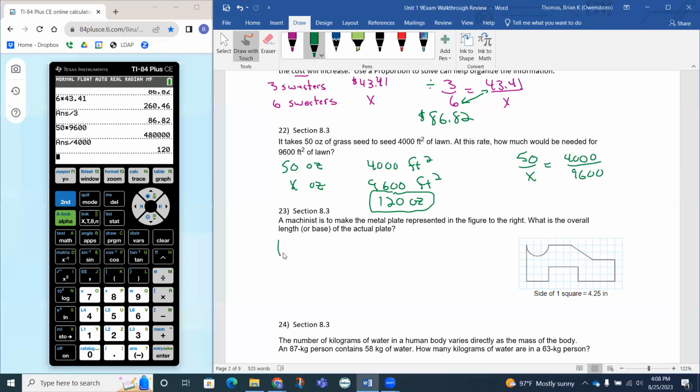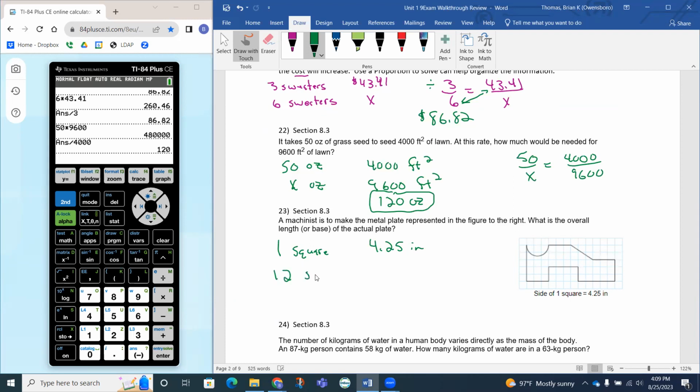So one square goes with 4.25 inches. So we want to know the length of the base. I would say they're looking for the bottom of this thing. How long is the base? So how many squares across is it going to be? 1, 2, 3, 4, 5, 6, 7, 8, 9, 10, 11, 12. Looks like it's 12 squares across.